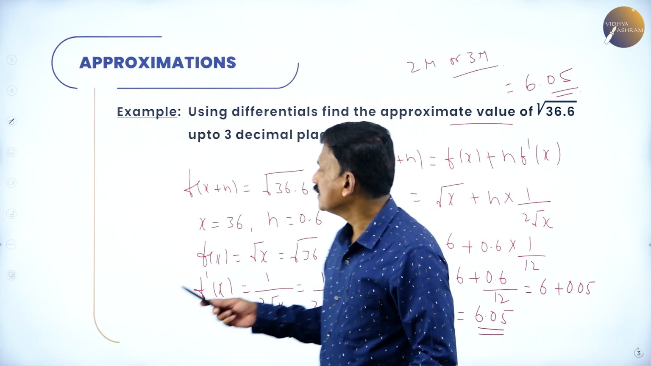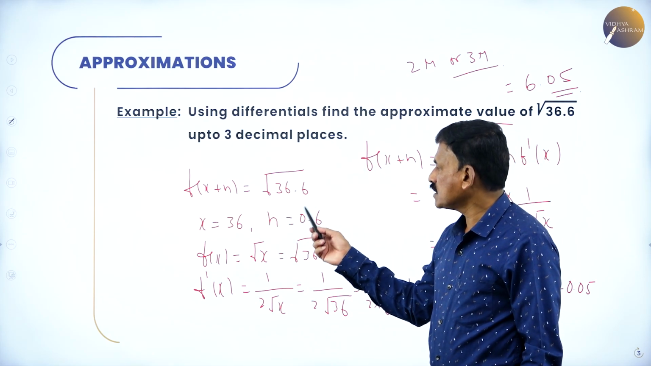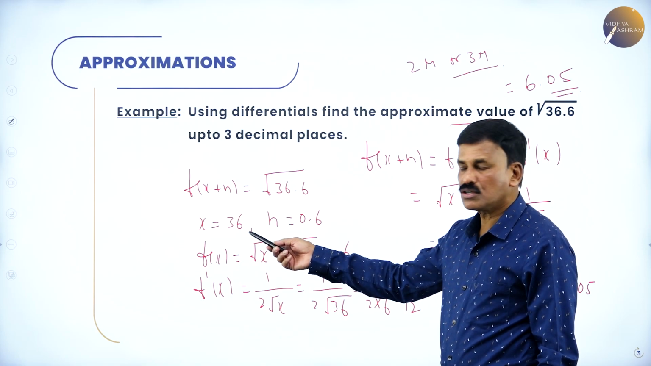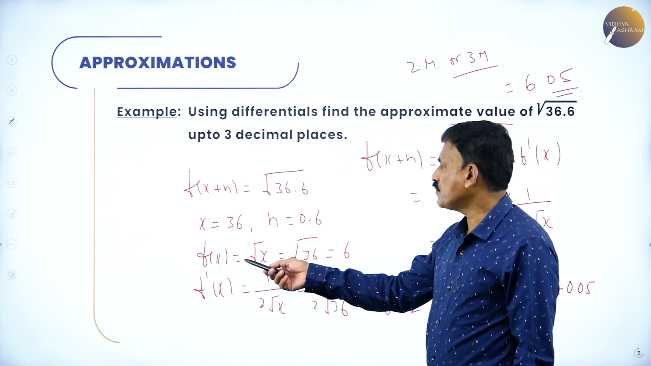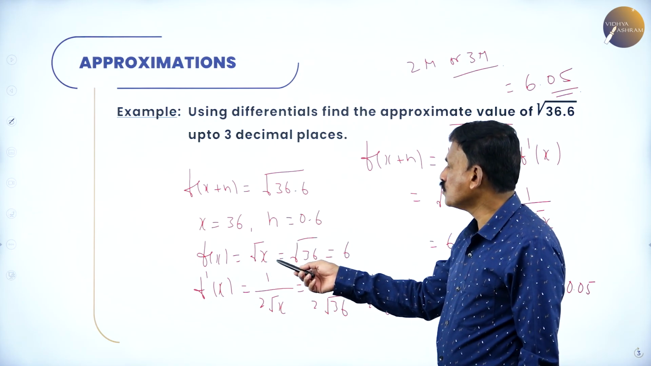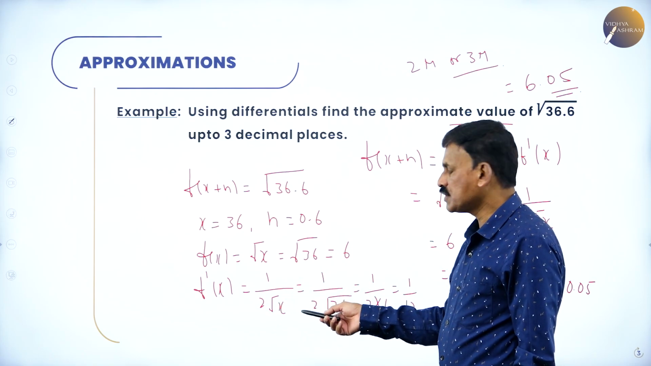Let me explain once again. So f of x plus h is equal to root of 36.6, where x is equal to 36 and h is equal to 0.6. Now f of x is equal to root x, root of 36, that is equal to 6. F dash x is equal to 1 over 2 root x.